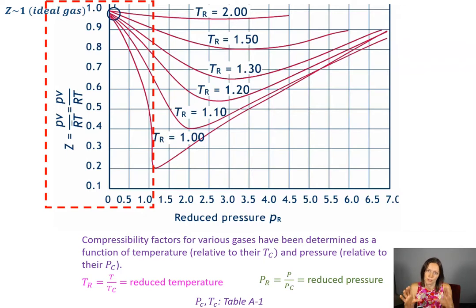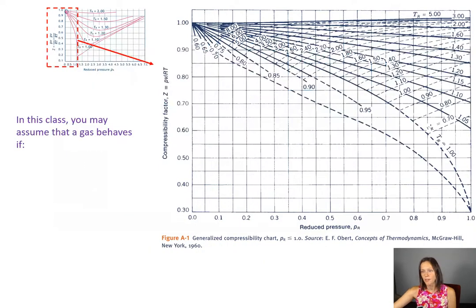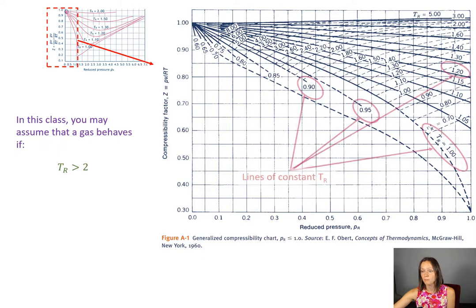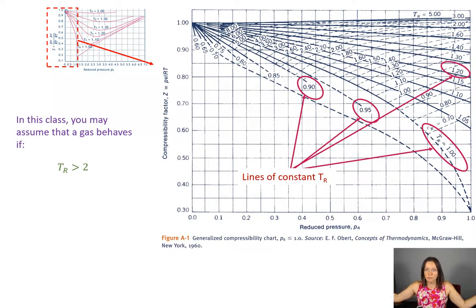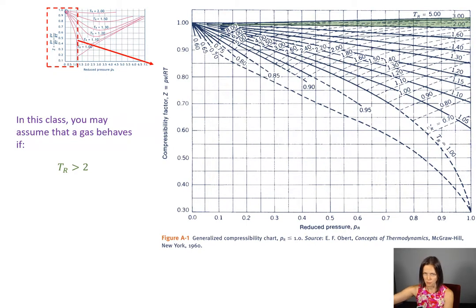Now what we're going to do is zoom in on just a small part of that generalized compressibility chart. So here's our zoomed in segment, and we're going to develop some rules now. We're going to say that we can assume in this class that we have an ideal gas if our reduced temperature is greater than 2. So if you look back at the full version of this chart, you can see where those lines of constant reduced temperature are. If you've got a reduced temperature that's greater than 2, you'd be way up at the top in that little green shaded area. You could be anywhere in that green shaded area, it doesn't really matter where, and your Z value, your Y coordinate, would be pretty darn close to 1. So we're going to say that if your reduced temperature is greater than 2, you can assume that you've got an ideal gas.